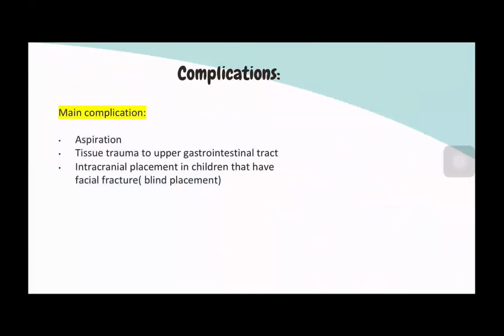Okay, for the complications, the main complication of this procedure is aspiration, where the gastric content might aspirate into the lung and cause aspiration pneumonia. Next is tissue trauma to the upper gastrointestinal tract and intracranial placement in children that have facial fracture. This is caused by blind placement of the nasogastric tube. Okay, that's all from me.